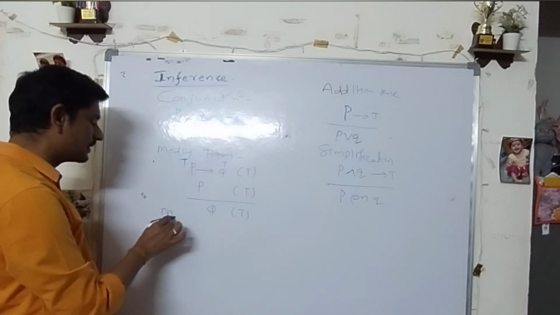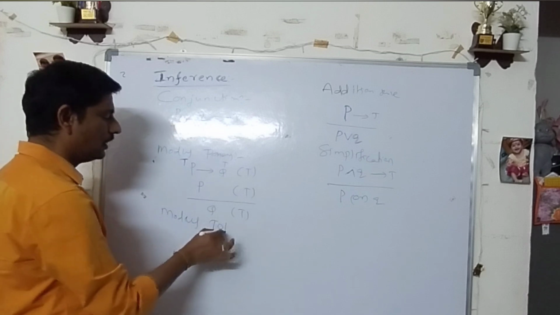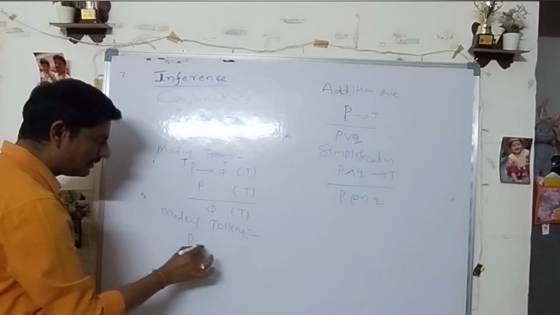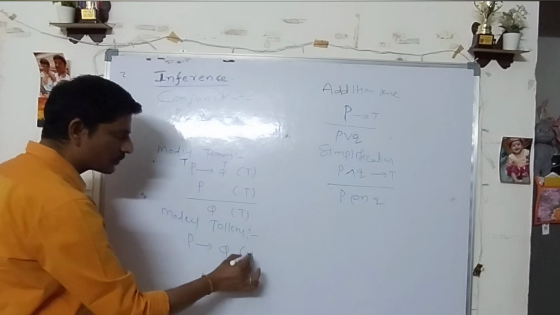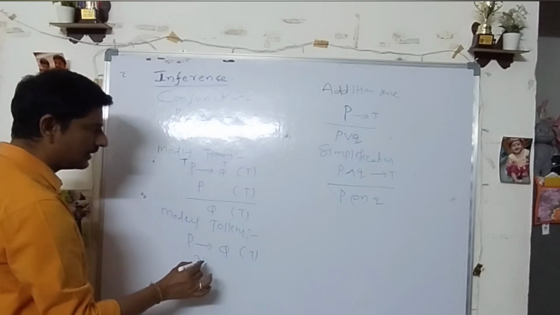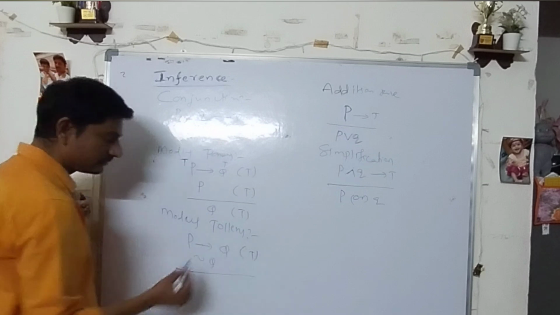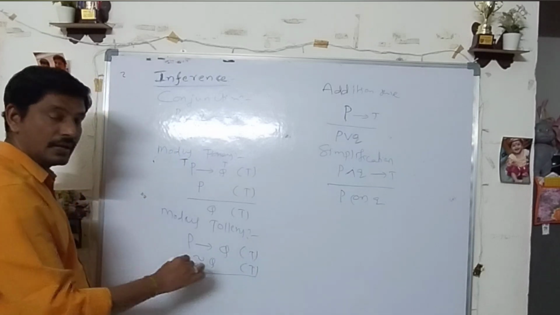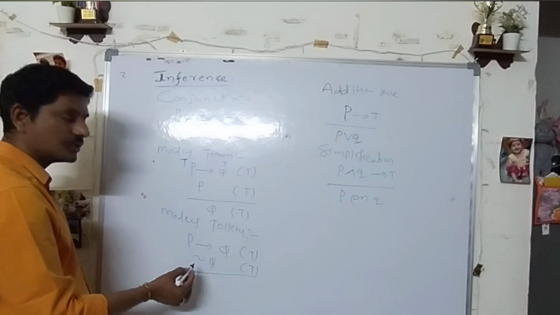Next, modus tollens. The modus tollens rule is similar to modus ponens. That is, P implies Q is true, and we take here negation Q is true. If P implies Q is true and negation Q is true, then what is our conclusion?